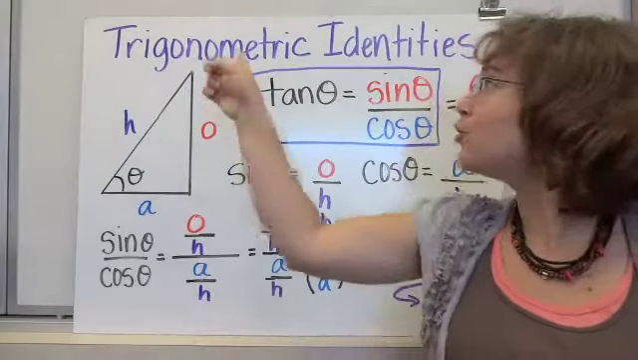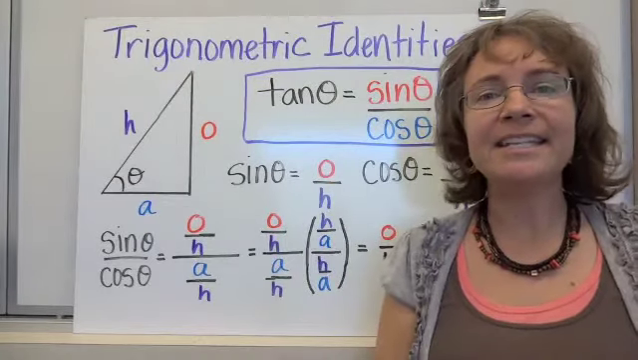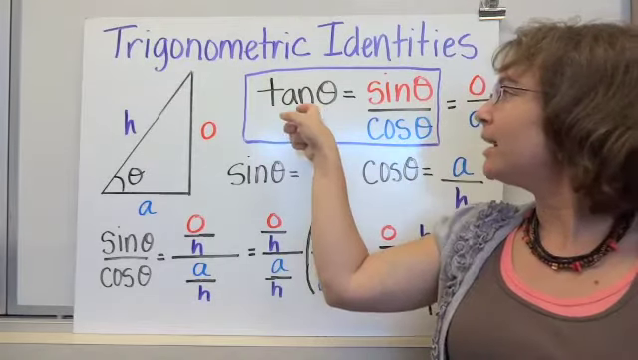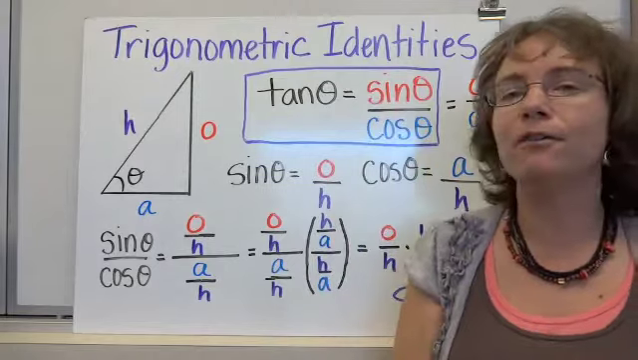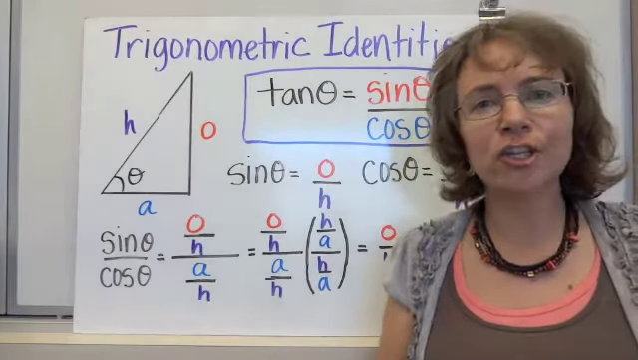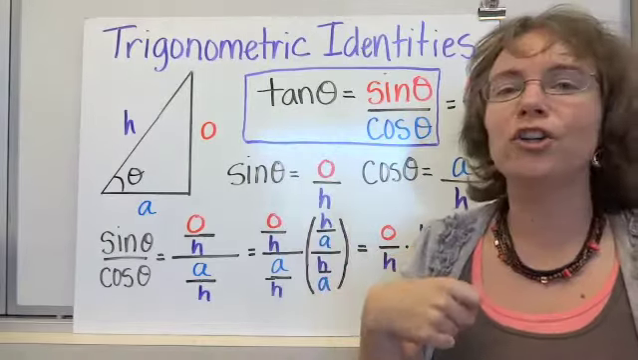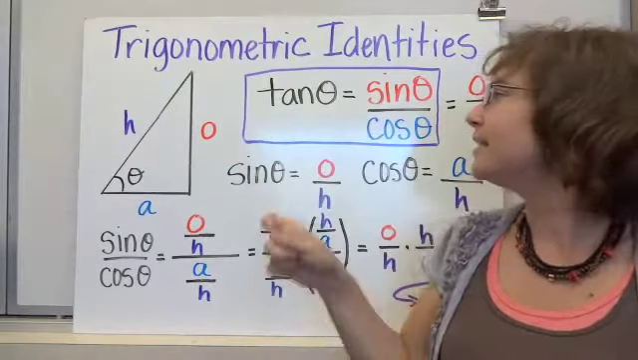We're going to be talking about trigonometric identities. Now, an identity is just where two values are equal to each other. So right here we have tan theta equals sine theta over cosine theta. Now, they don't have to look the same, they just have to have the same value. So this is the first one we're going to look at with our trigonometric identities.